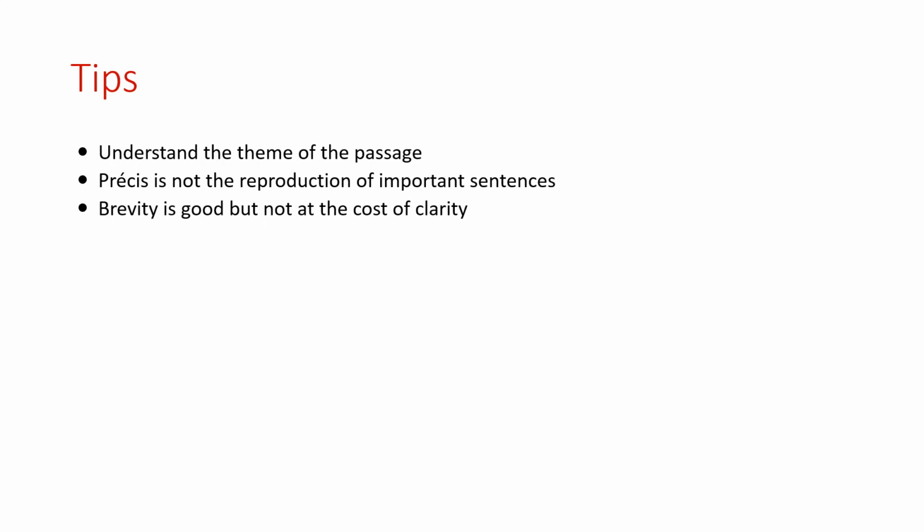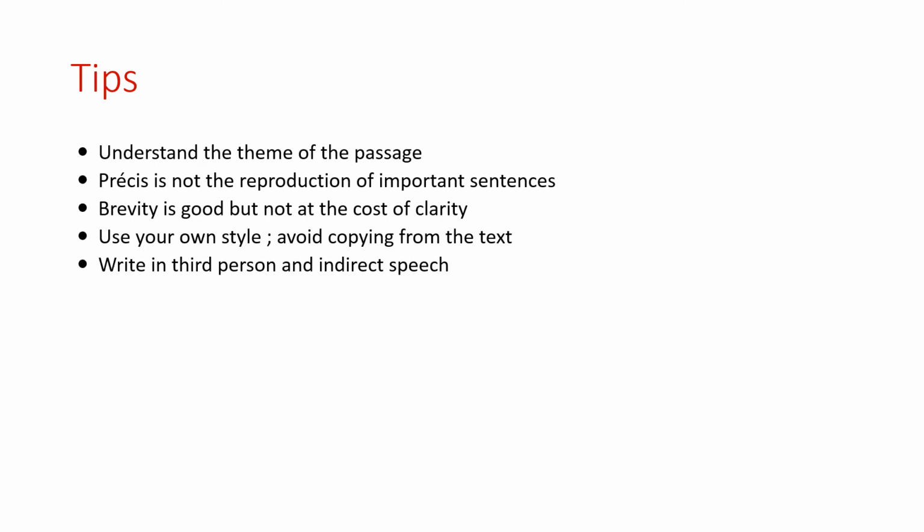Ambiguity means any sort of confusion. No confusion should arise while using lesser words. The next step is one should use one's own style. We should avoid copying from the text. The next step is that we should always write in third person and in indirect speech. If there is any direct speech in the passage given, we shouldn't write it in the same way. Instead, we should make use of indirect speech.